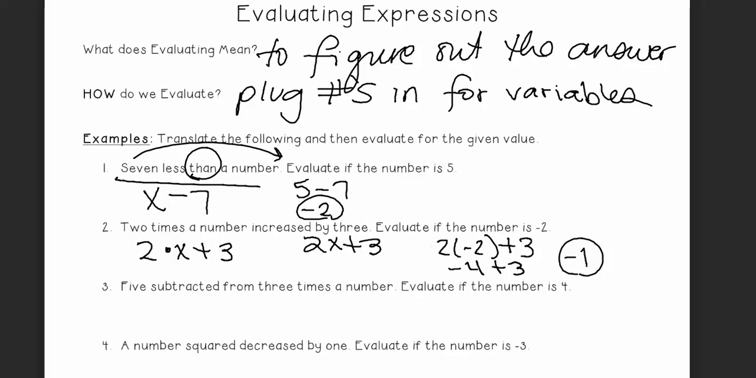So you're going to pause this video and you're going to go ahead and try example 3 and 4, and then you're going to check your answer on the board.